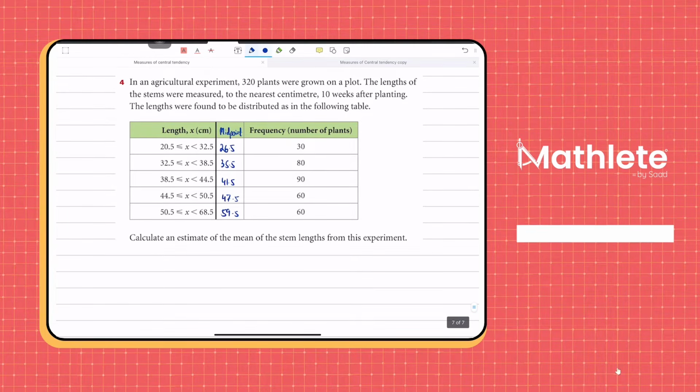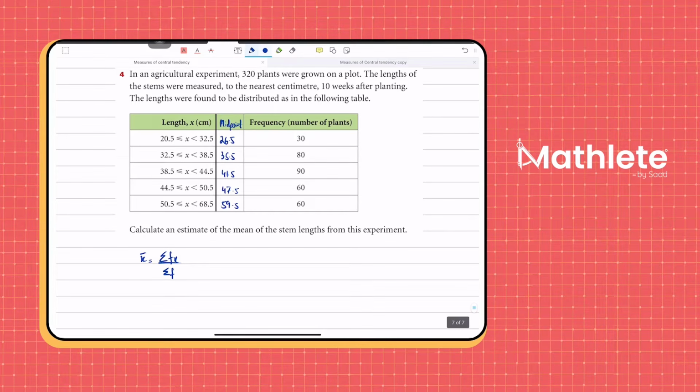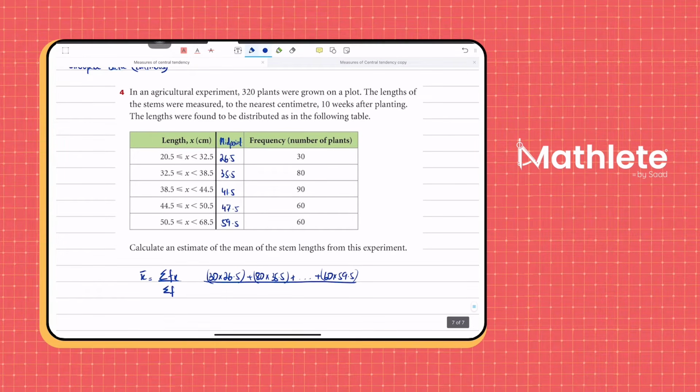Okay, and what's the formula? The formula is exactly the same. Mean is summation fx over summation f. The only difference is that x here is the midpoint. Okay. So 30 into 26.5 plus 80 into 35.5, and I'm not going to write the entire thing. I'll just skip a few values and write down the value at the very end, 60 into 59.5. Then this is divided by the total frequency, for which you can just read the question. It says 320. So there you go.